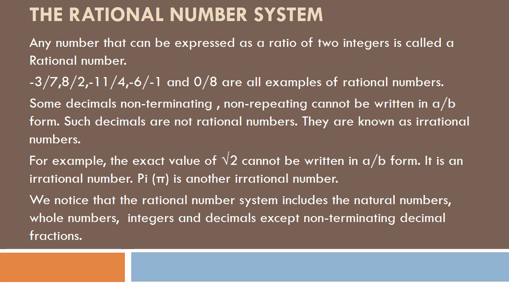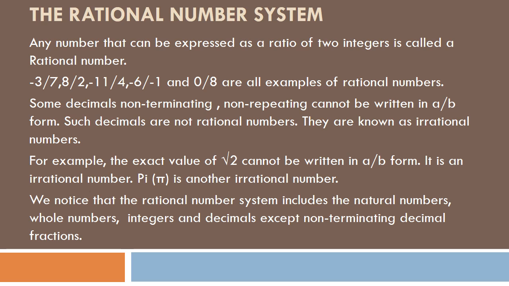For example, the exact value of square root of 2 cannot be written in a/b form. It is an irrational number. And pi is another irrational number. Remember that 22/7 is only an approximate rational value of pi.